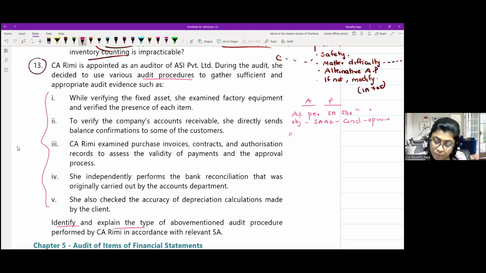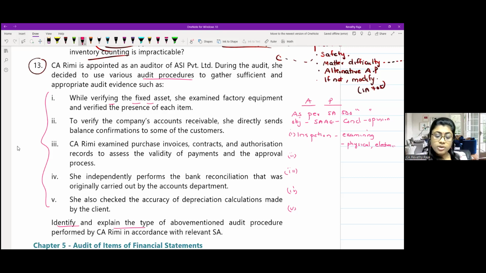Now, 1, 2, 3, 4, 5. Now can you say 1. While verifying the fixed asset, she examined the factory equipment and verified the presence of each item. Which procedure? Examined. The word examination is for which one? Very good, inspection. And don't stop there. Just write one full sentence about inspection: inspection means examining of the records, documents. These records and documents can be in physical form or electronic form. That's it.